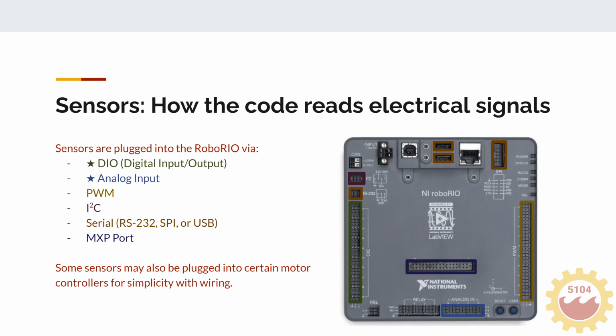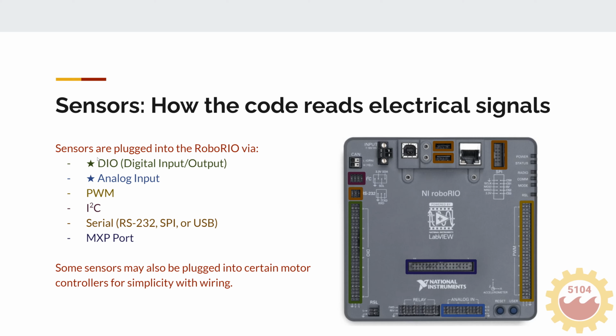Okay, so how do sensors connect? The sensors collect the data and send electrical signals over a wire. How does our code access that? Most commonly, the RoboRio will just directly have a sensor plugged into it, and you can read data like that. Sometimes you might also have a sensor plugged into a motor controller, which is then hooked up through the CAN bus into the RoboRio.